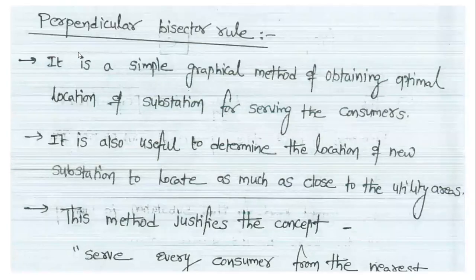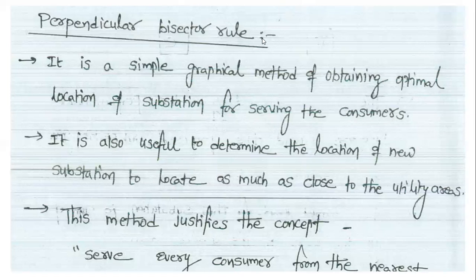How will it be decided? That optimal location will be decided by the perpendicular bisector rule. It is a simple graphical method of obtaining the optimal location of substations to serve the consumers.